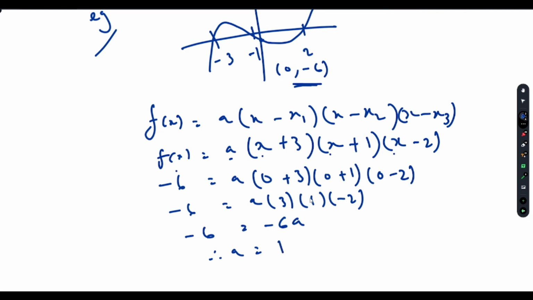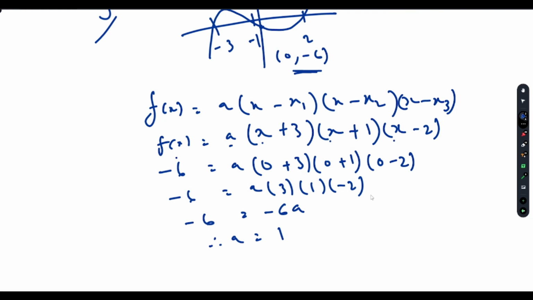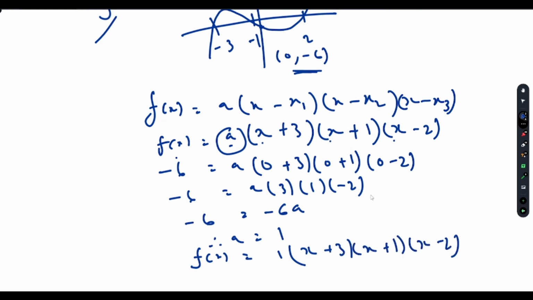Now that we know that the value of a is 1, we can substitute it back into this equation, replace a, and then multiply the whole thing out. So we have f of x is equal to 1. We don't have to write it, we can leave it as an invisible 1, times x plus 3, x plus 1, x minus 2. Multiplying the last two brackets first, this would give me x squared. So I'm multiplying it and adding like terms all at once.